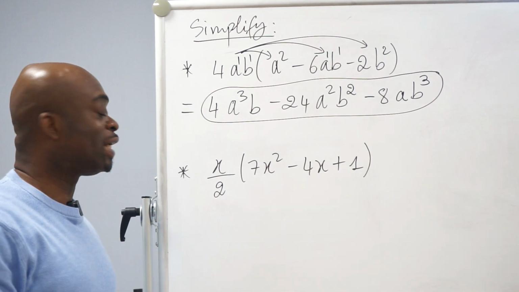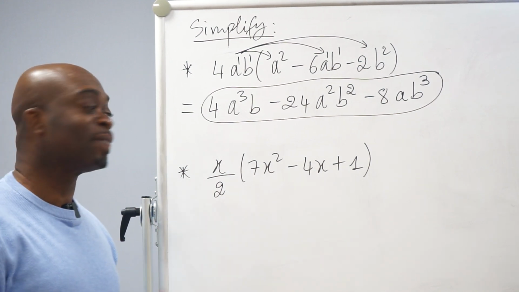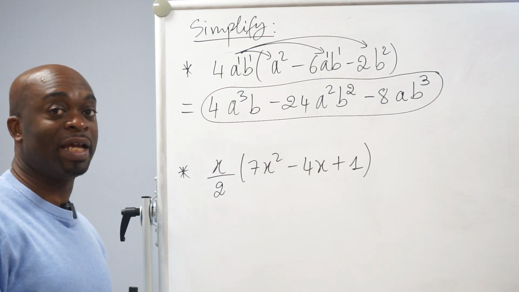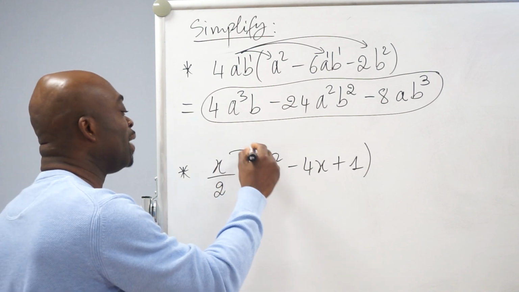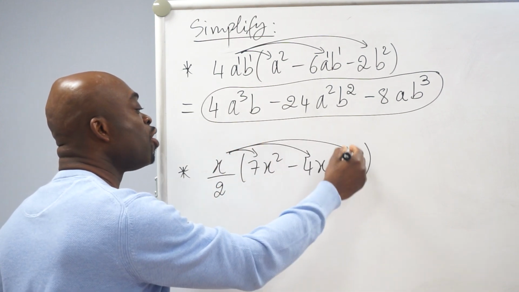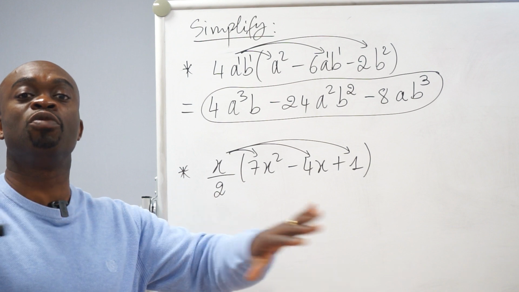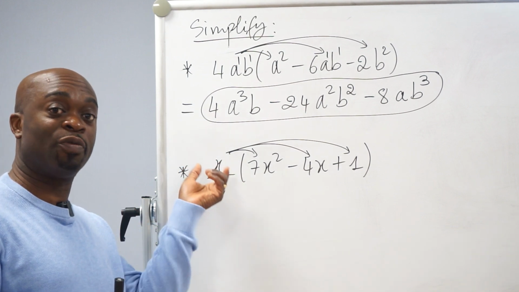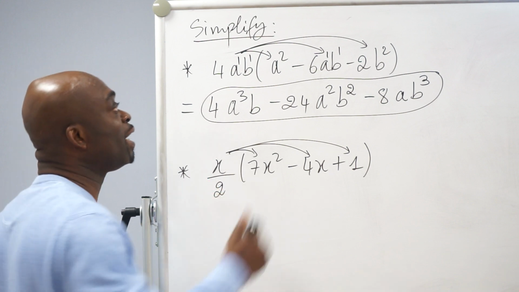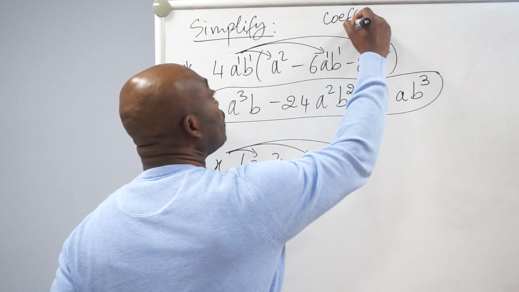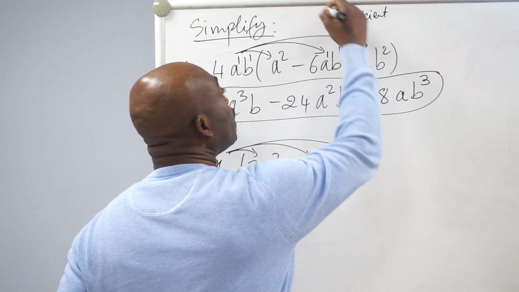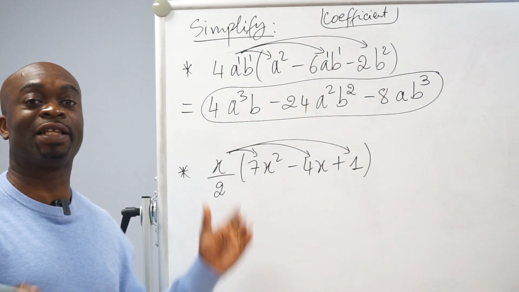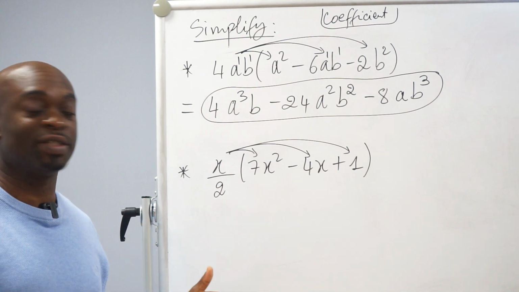All right, so let's go to the next question here. We have x over 2 times 7x squared minus 4x plus 1. So basically what's happening here is, again, the same thing. We have to multiply with all 3 terms inside the parentheses so we can remove the parentheses. What you have here is the coefficient, we call it the coefficient. When you multiply the coefficient with what you have inside the parentheses, there are no more parentheses.